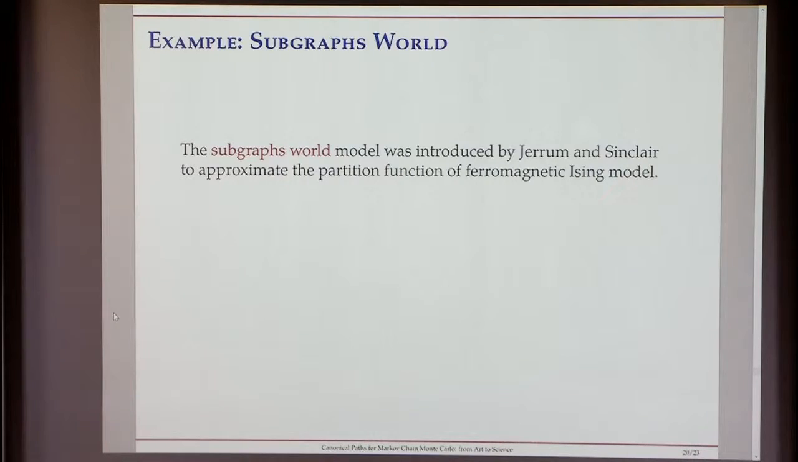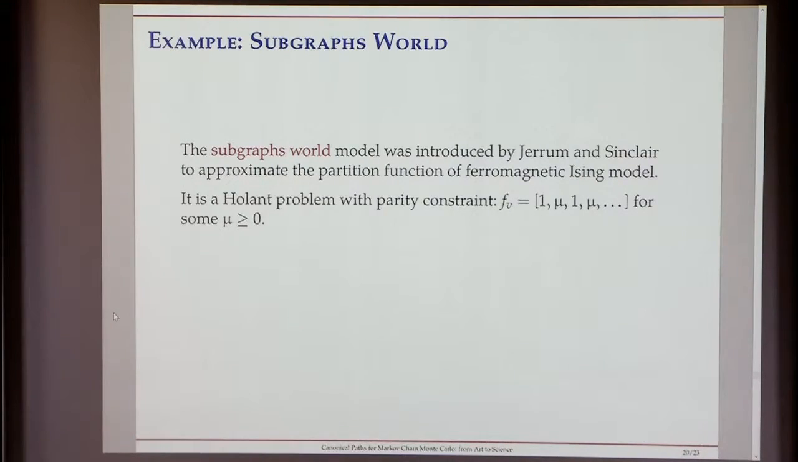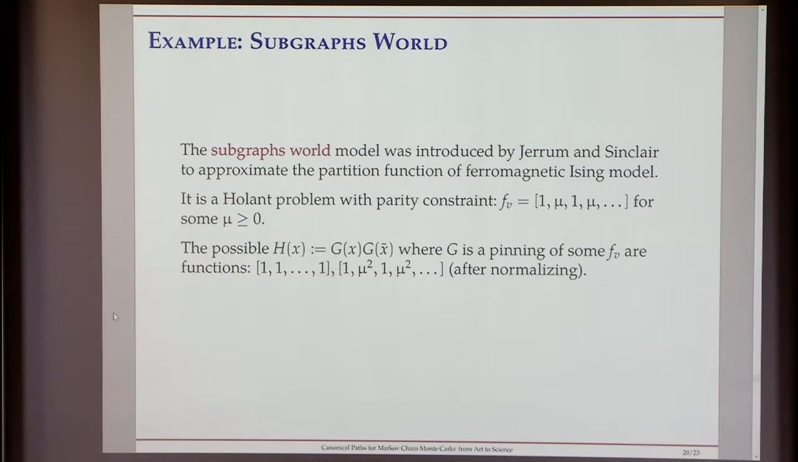And the second example is the so-called subgraphs world. The subgraphs world was introduced by Jerrum and Sinclair to approximate the partition function of the Ising model. And it is, in fact, a Holant problem with parity constraint. At each vertex, the constraint is of the form (1, 0, mu) for some non-negative mu. If we look at this kind of function f, and the pinnings of f and H obtained from G, there are 2 possibilities, depending on the parity of G.